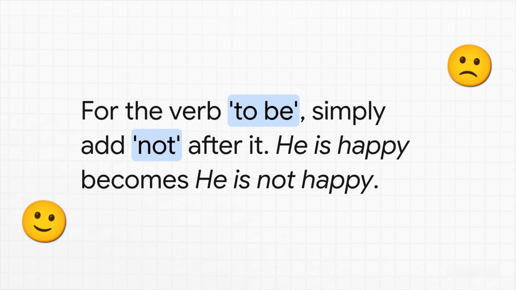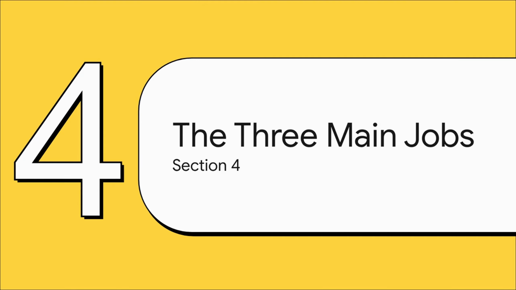And guess what? The verb to be is back with its own super simple rules again. To make it negative, you literally just add the word not right after it. He is happy becomes he is not happy. And for a question, you just swap the first two words. He is happy becomes is he happy? See? So much easier.